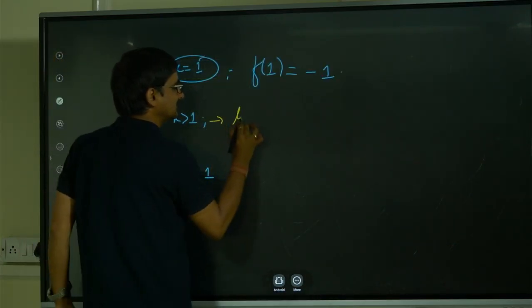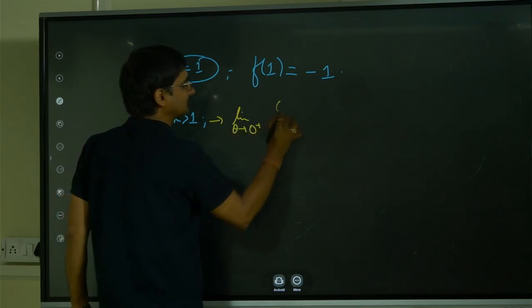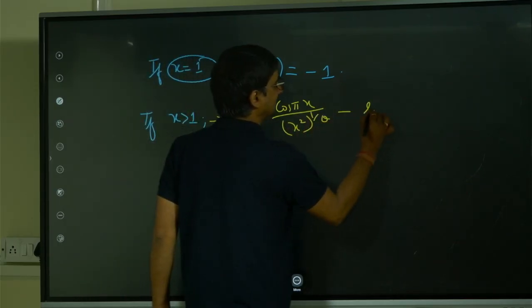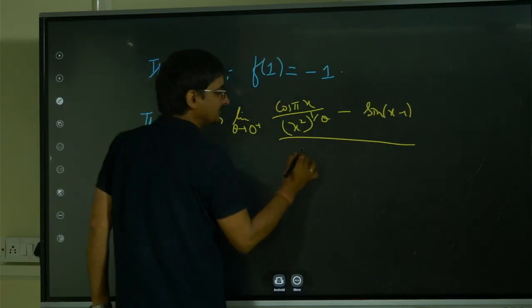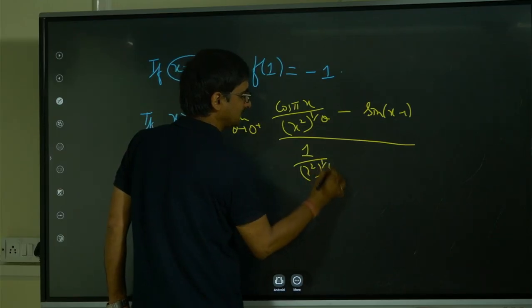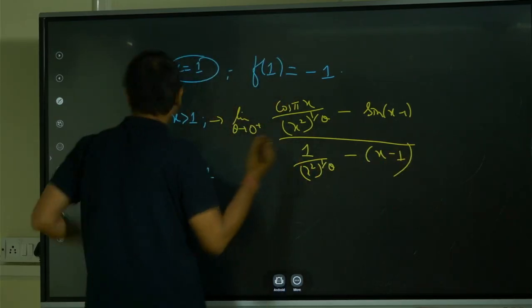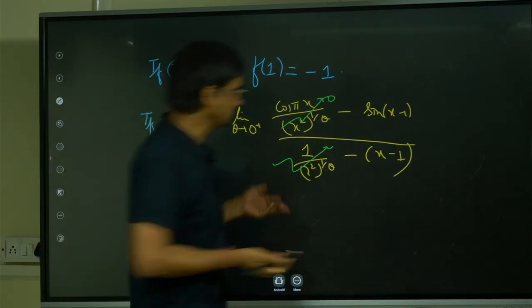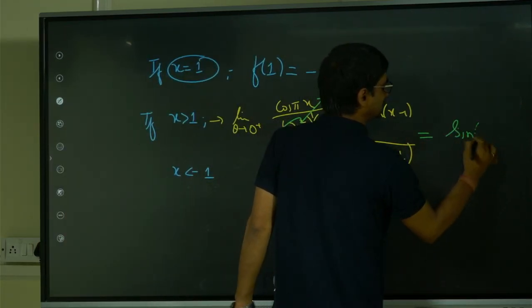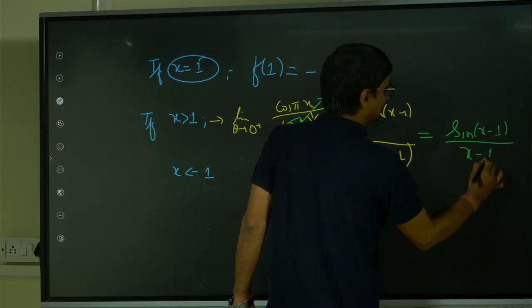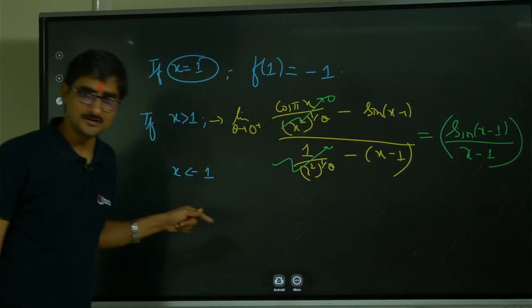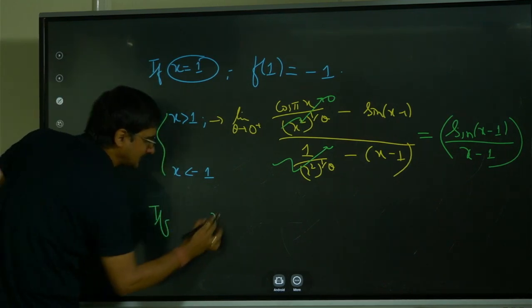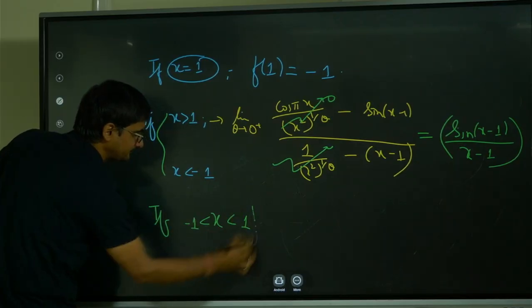So in that case, it gives us limit theta approaches 0 plus, cos pi x by x square raised to power 1 by theta minus sine of x minus 1 over, similarly 1 over x square raised to the power 1 by theta minus x minus 1. This goes to 0, this goes to 0 as theta approaches 0. So this is nothing but sine of x minus 1 by x minus 1 on the right side of 1 and on the left side of minus 1. Okay, so for these cases, now what if x lies between 1 and minus 1?